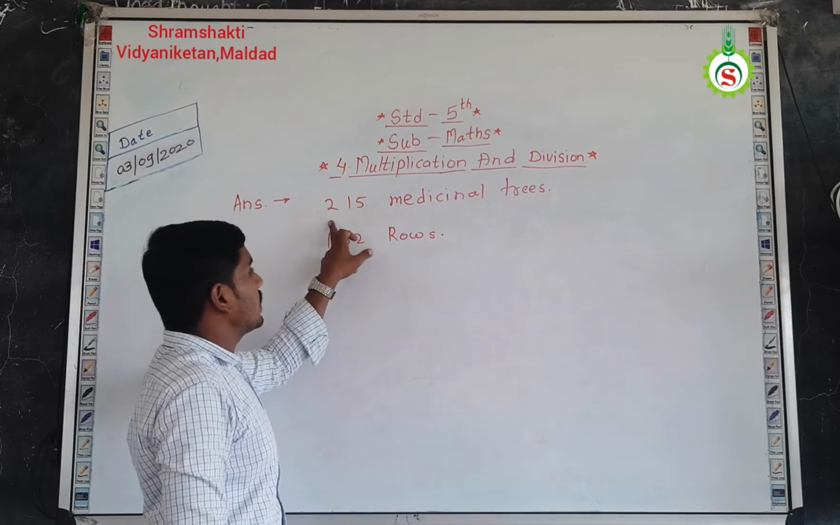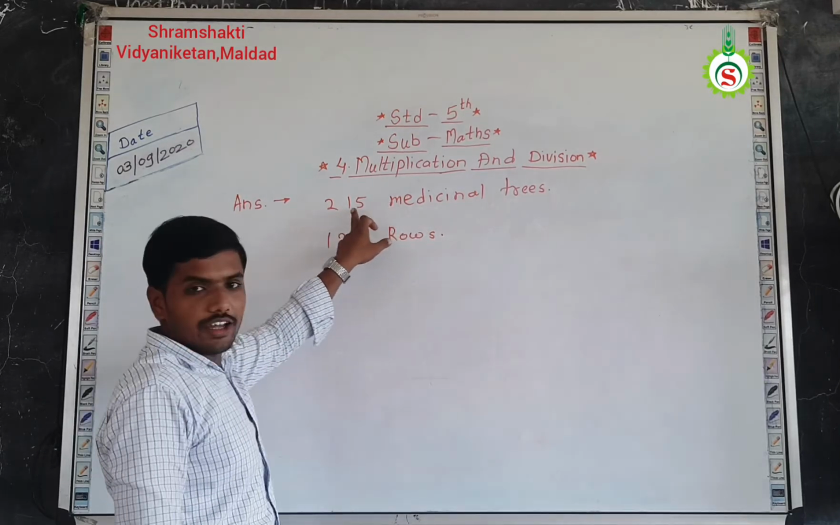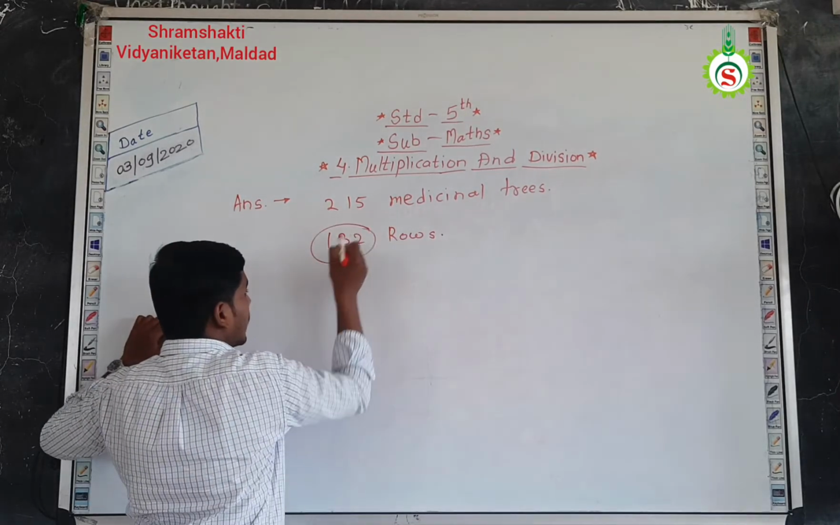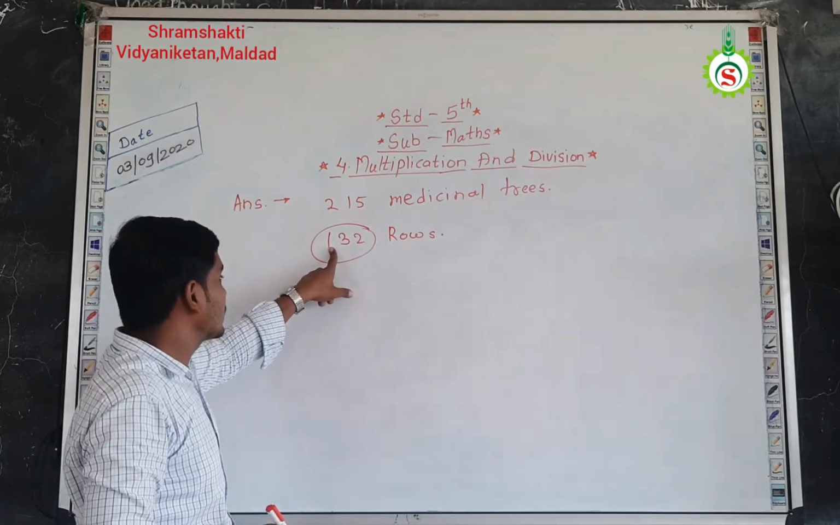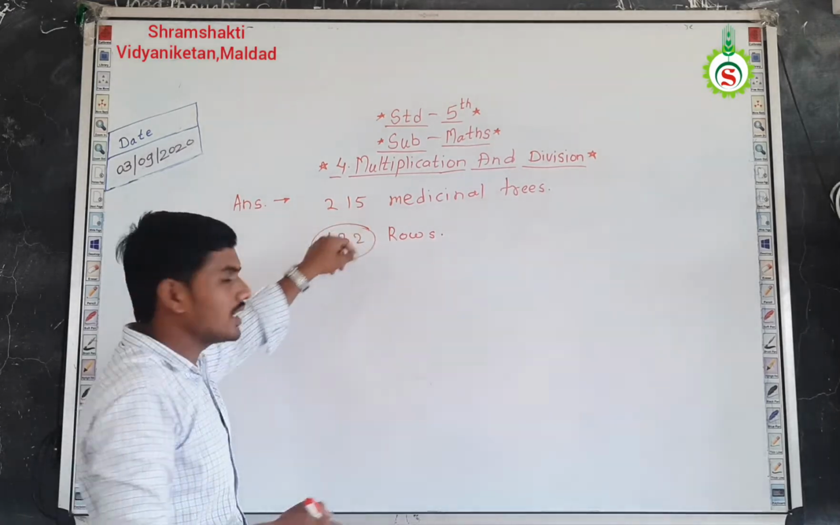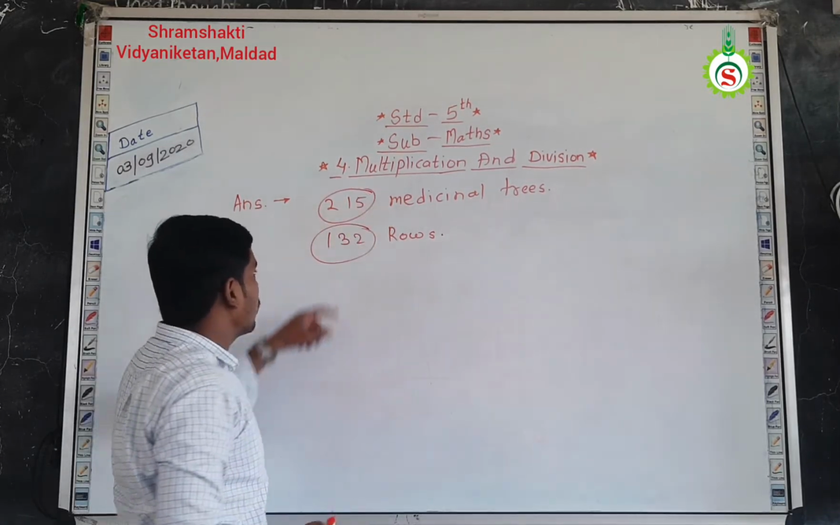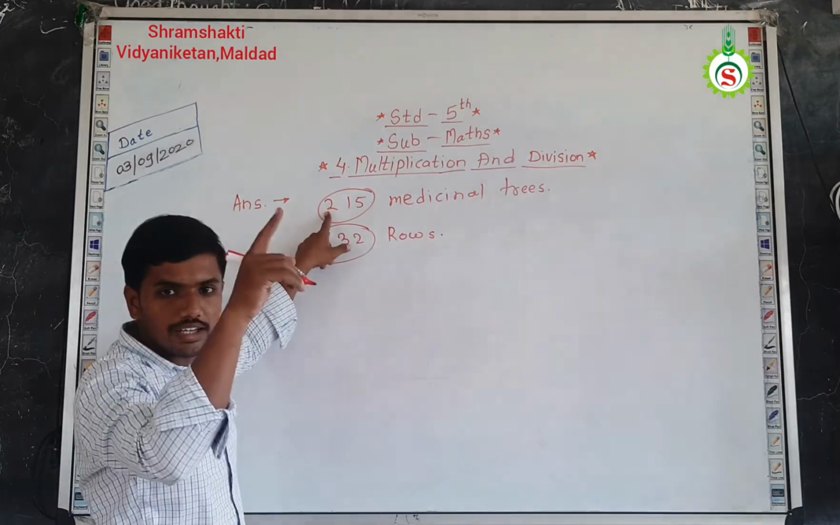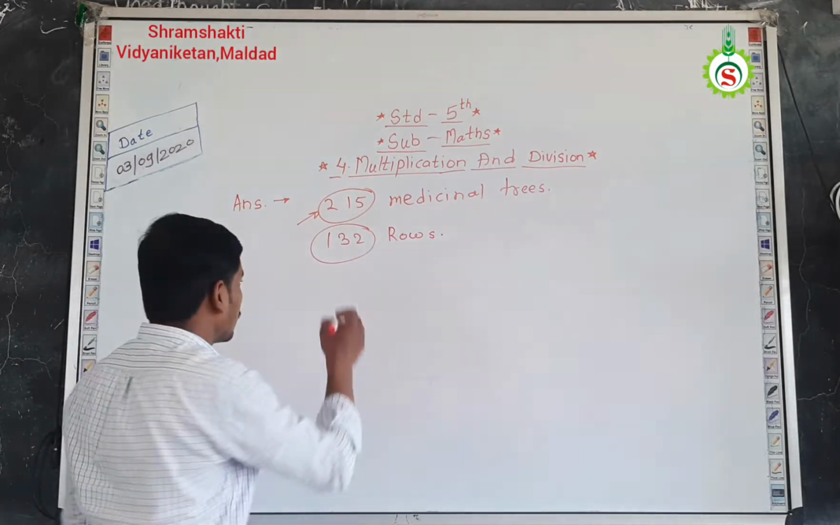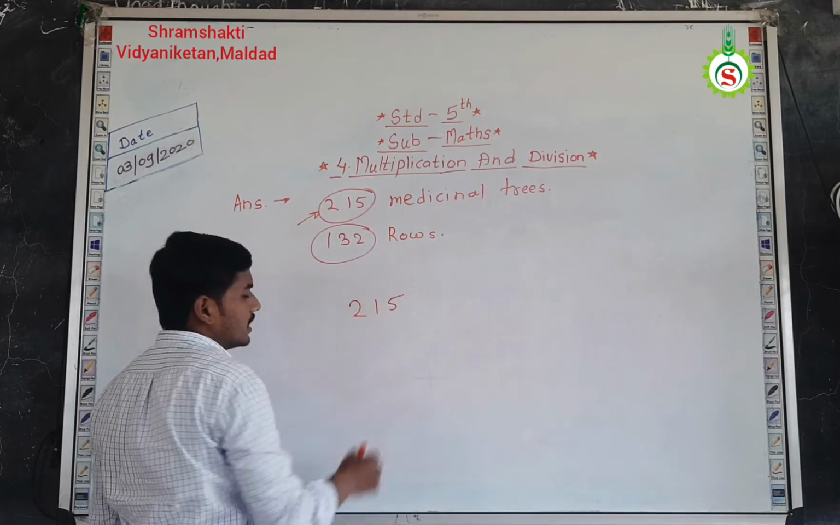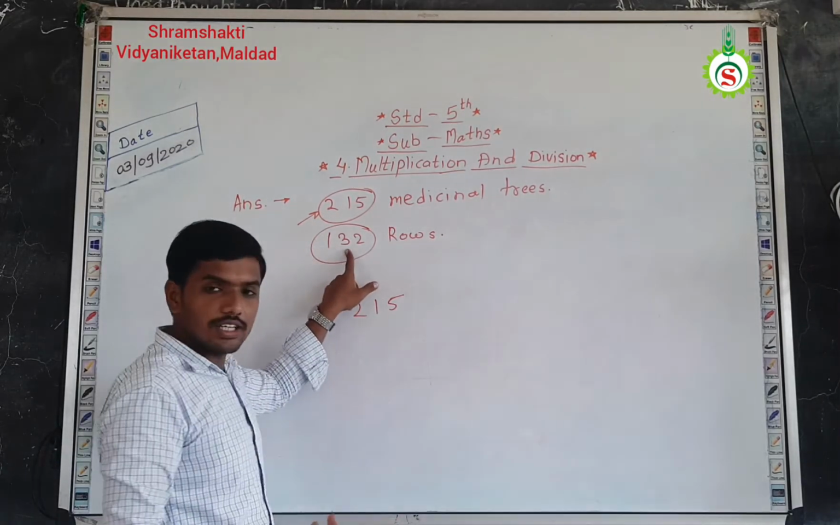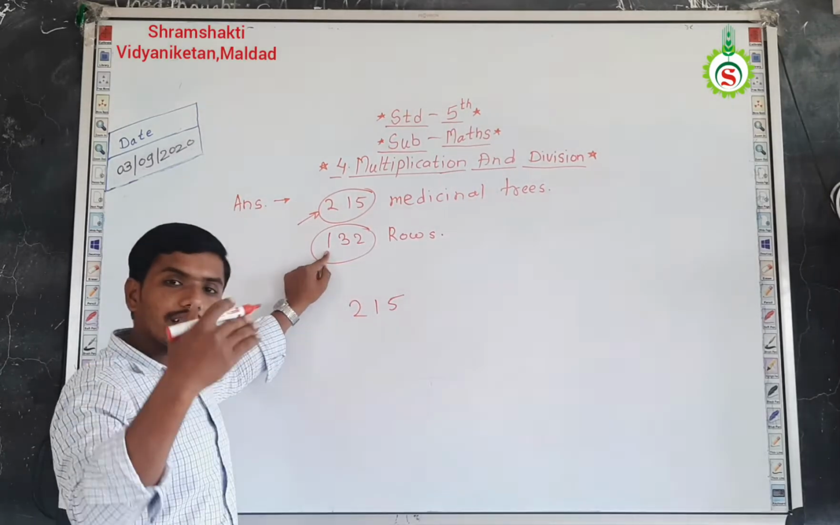Okay, that means total, how many medicinal trees are there? 250, and total rows are 132. That means that rows are fixed. How many rows are fixed? 132, and medicinal trees are 250. That means in each row, how many medicinal trees are there? 250. That means that trees are fixed in each row. So how many trees are there? 250. And how many number of rows? 132. That means that rows are greater than 1.